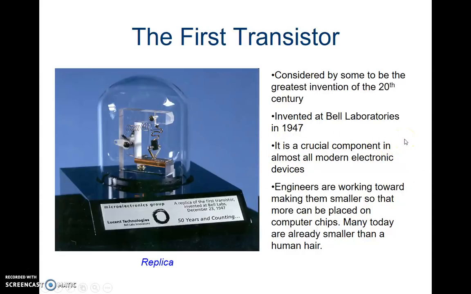We would not actually be able to have a lot of the things that we use every day without this. The computer screen in front of you wouldn't have it. The actual computer to the left of that computer screen, we would not have that either. Our cell phone in our pocket would not exist. The TV that we like to watch when we go home wouldn't exist. The video game console that you like to use would not exist. A lot of these modern electronic devices really depend on transistors to function. Engineers are working towards making them smaller so that more can be placed on a computer chip. Many today are already smaller than a human hair.